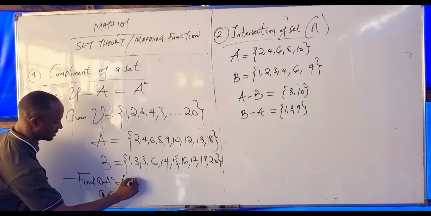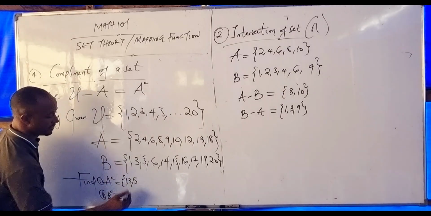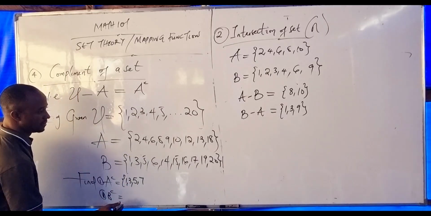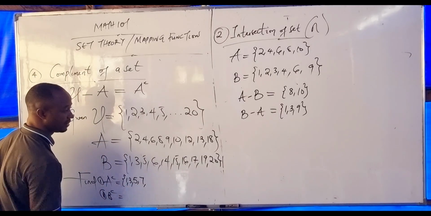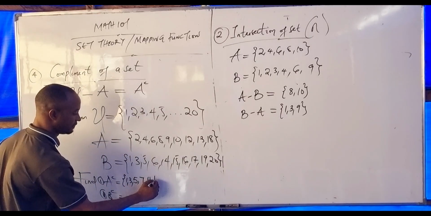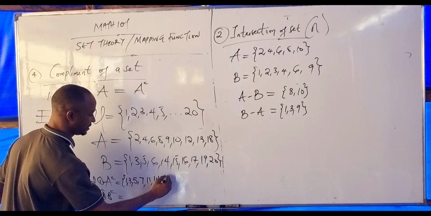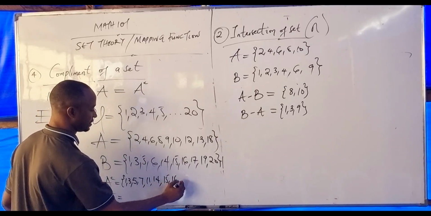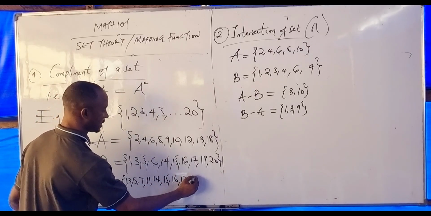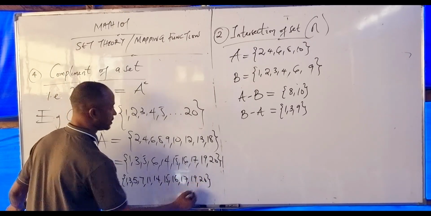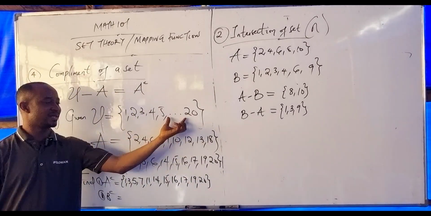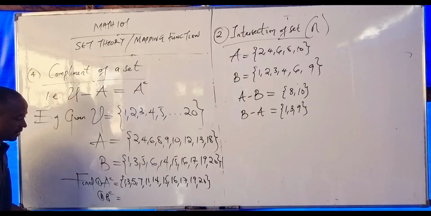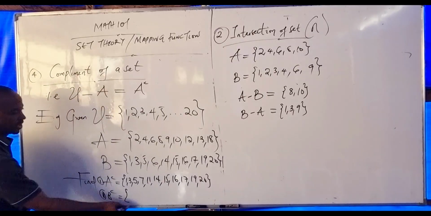1, 3, 5, 7. Is it 11? 14, 15, 16, 17, 19, 20. Hope you are aware that between 5 and 20, there are other numbers here. Okay. So what about this? What about B complement?